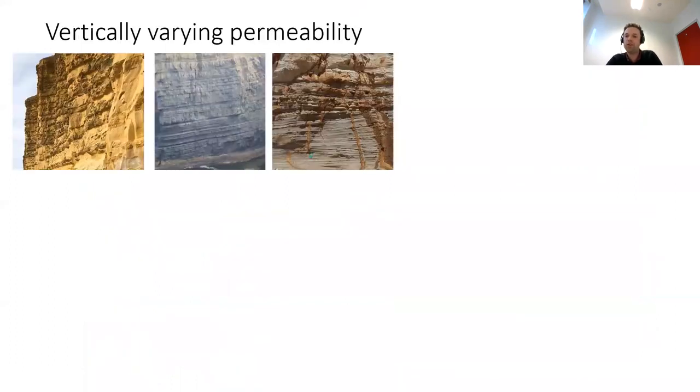Okay, so that concludes the first problem of looking at how heterogeneity affects these models. The second related problem is to consider flow in a confined layer where you have a vertical variation in permeability. In these porous rocks, you get permeable and impermeable layers, and within the permeable layers, you can have significant variations in permeability.